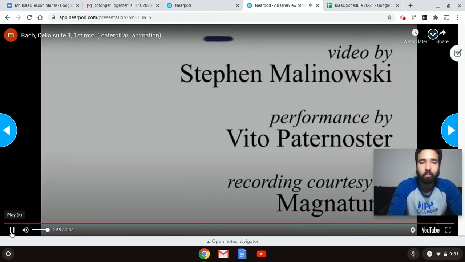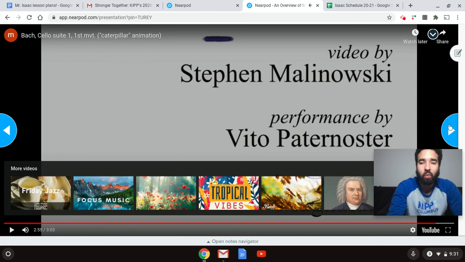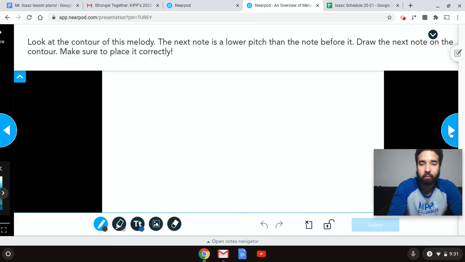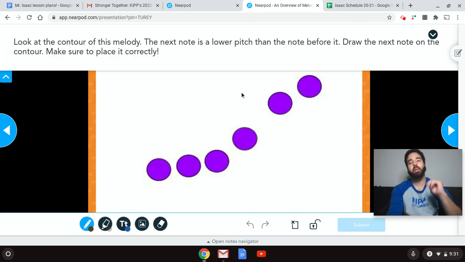Very lovely song. So go ahead and click next. If you want to listen to that again, you can pause me and listen again. It is a very nice song, one of my favorites. Look at the contour of this melody. It's the contour, the shape of the music, the shape of the circles.